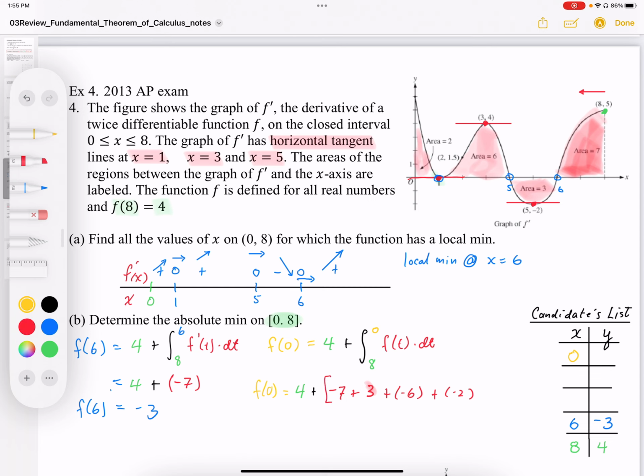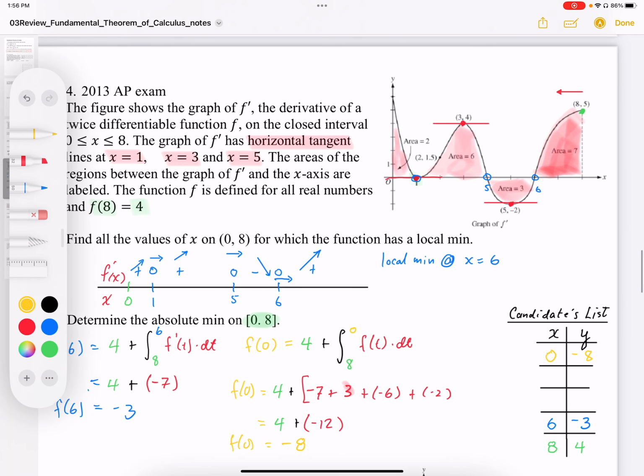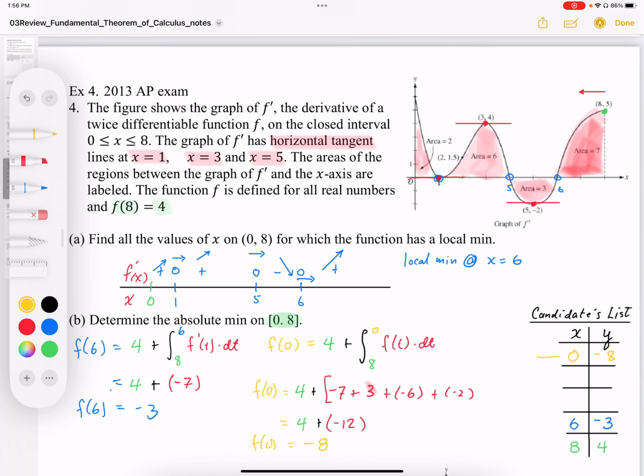Okay, so when I work this out, it becomes 4 plus that net displacement, which is going to be -15 plus 3, so it's going to be -12. So that value then, f of 0, is going to work out to be -8. Okay, so that's going to be -8. Then that indicates that that must be the absolute minimum. So this works out to be the absolute minimum.